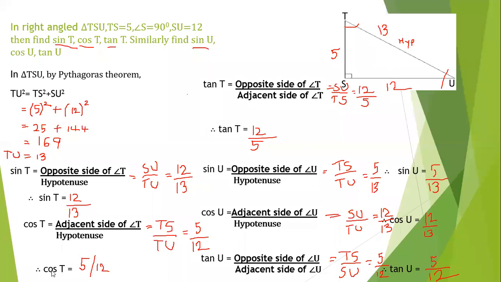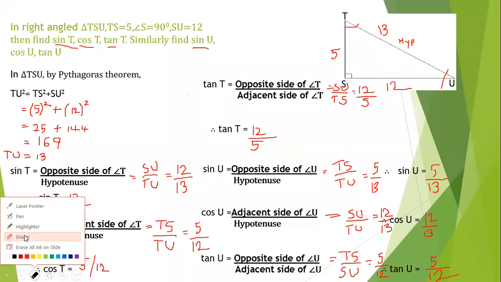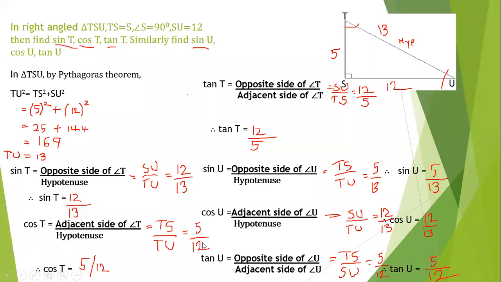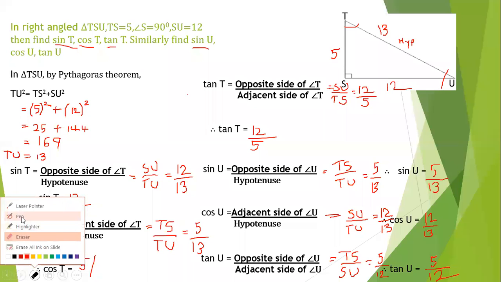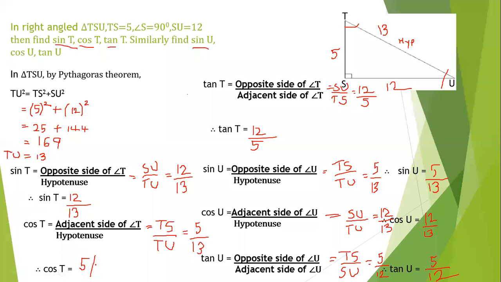Sorry, here I have made one mistake. Let me rectify it. Here the hypotenuse, by mistake, I have written 12. It will come 13. So I'm just making a change over here. The value of TU is 13, so I'm writing 13 here. And similarly, it will get changed over here also, 5 upon 13. Okay.